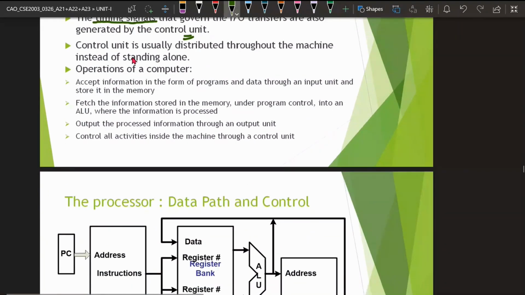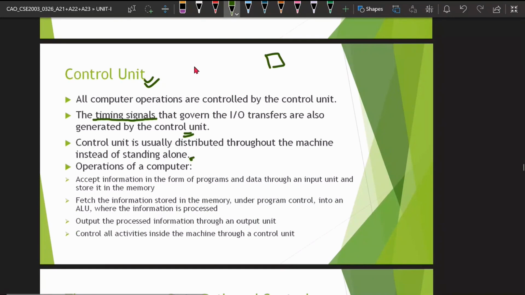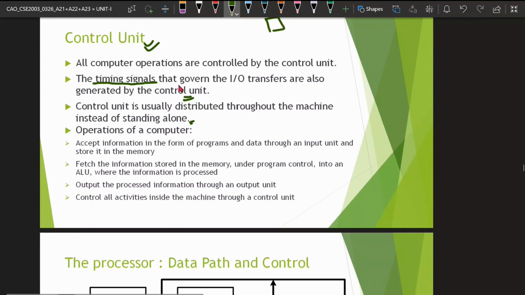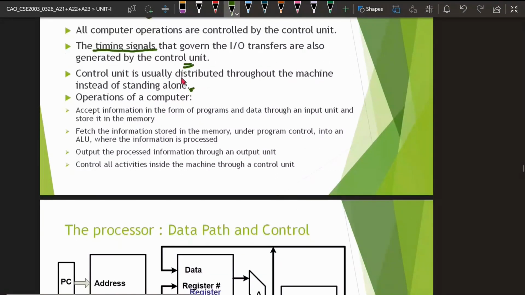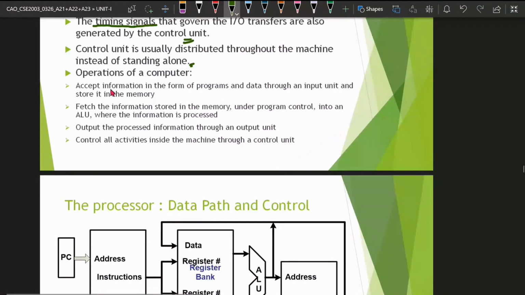Control unit is usually distributed throughout the machine instead of standalone. That means the control unit is not located at one particular location in the computer system. The control unit governs all around the system, so it should be connected with each and every component of the system. It is not located at a particular location; it is distributed throughout the system.